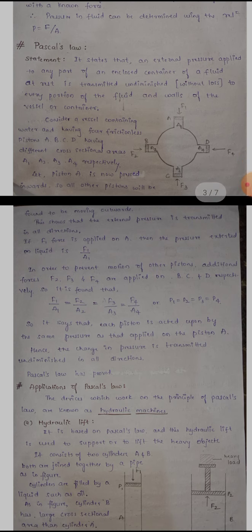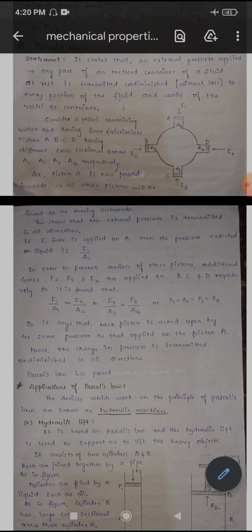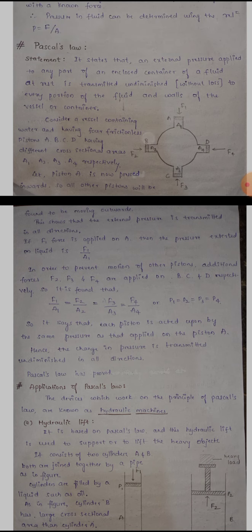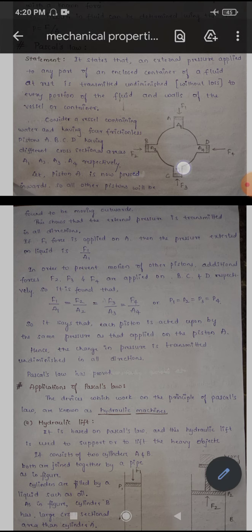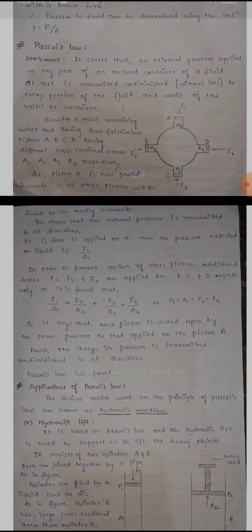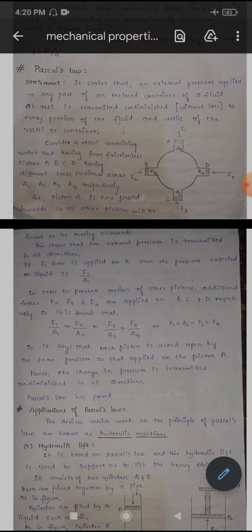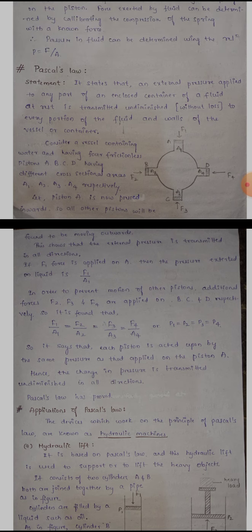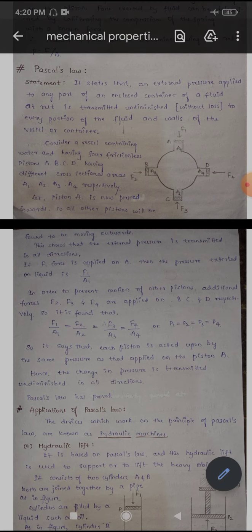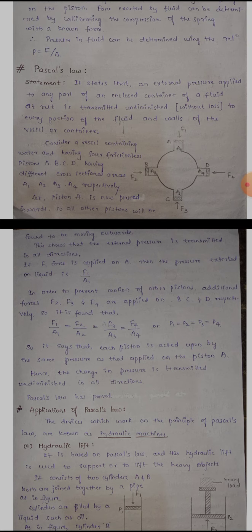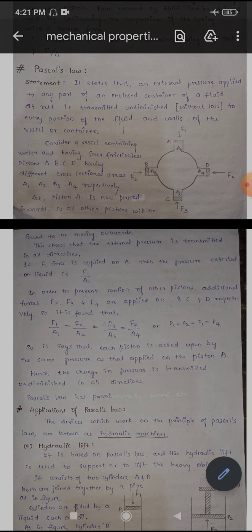Piston A has the cross sectional area A1, B has the cross sectional area A2, C has A3, and D has A4 as cross sectional areas. Now we apply a certain force F1 to the piston A, in the downward direction.